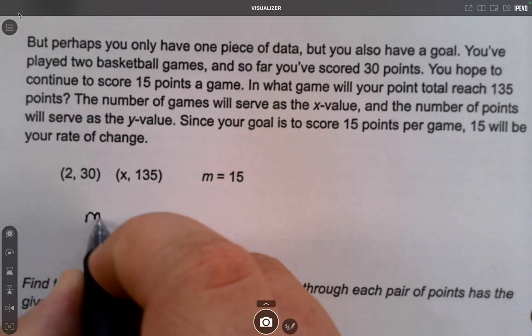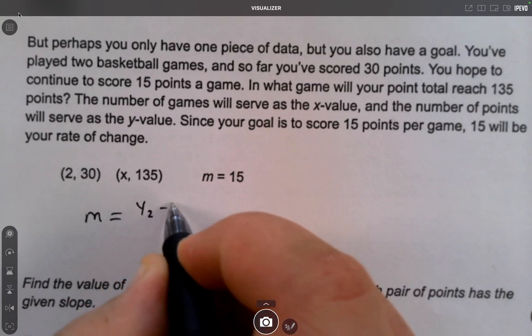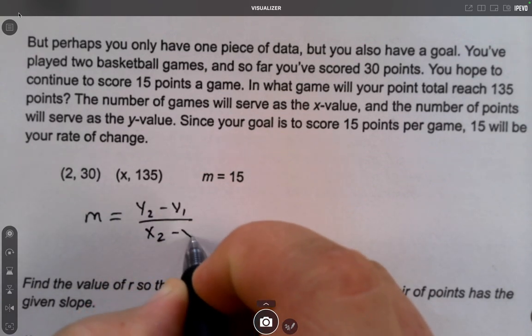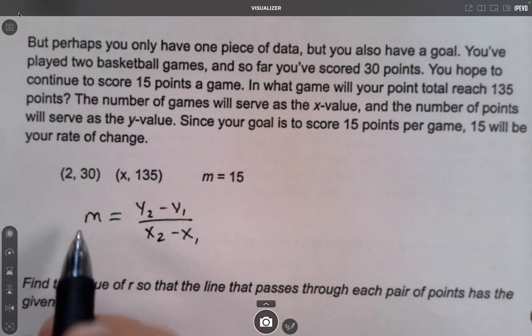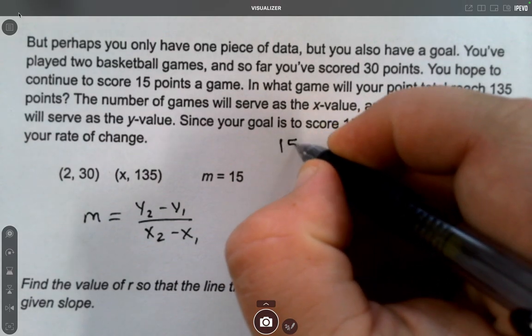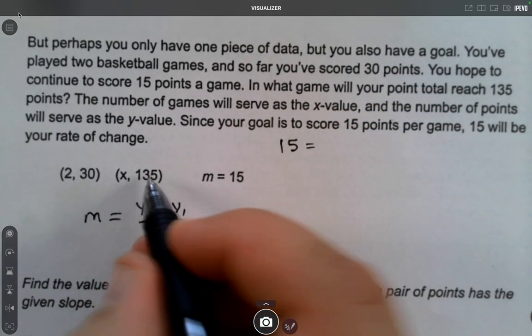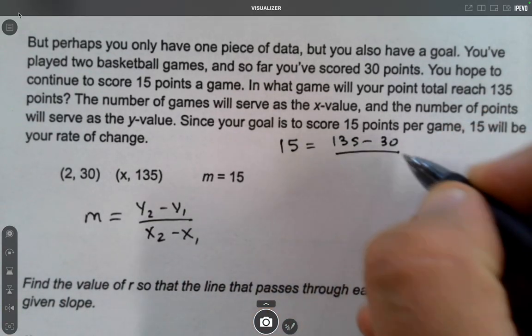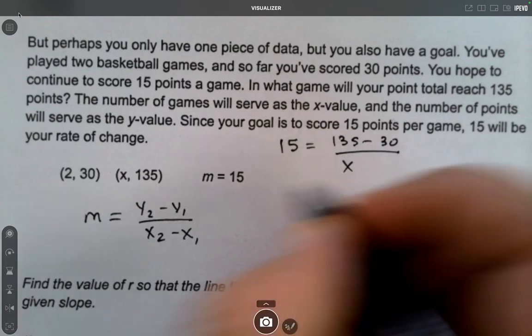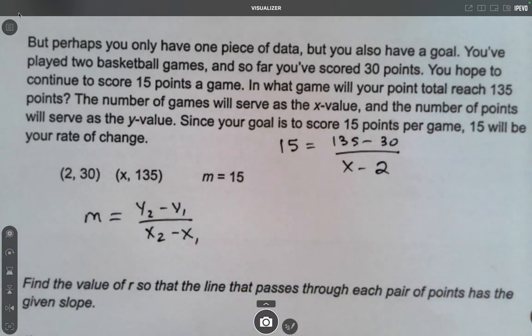So to figure this out, we use the slope formula. And we plug in what they gave us. Well, they gave us the slope, so normally we're looking for m, but this time we know m. It's 15. Our y2 is 135. Our y1 is 30. Our x2 is x. Our x1 is 2. So if you need to pause to make sure you catch up with me, you can. That'd be the setup. And we're trying to solve for x. We want to know, what is the game number when I will reach that total?